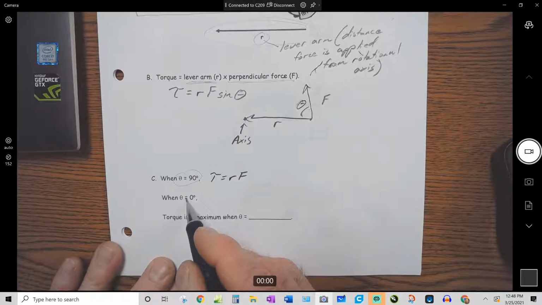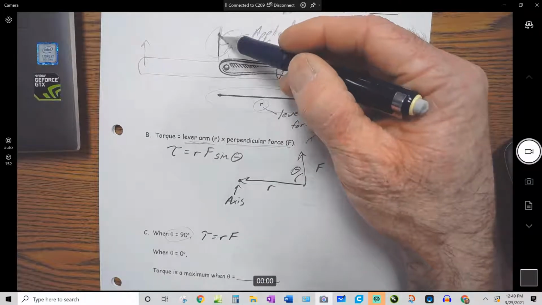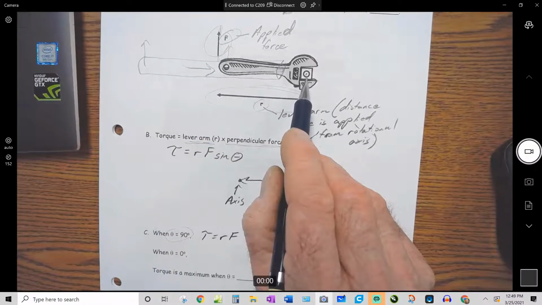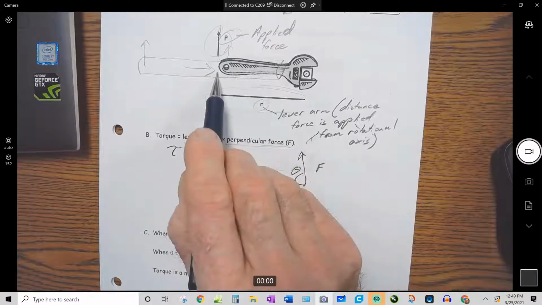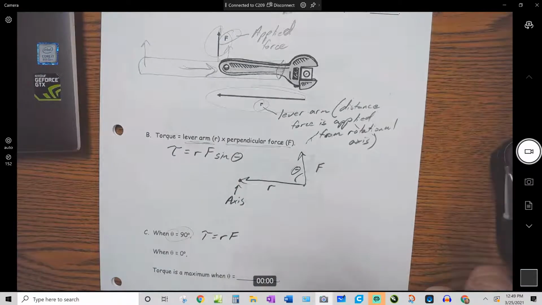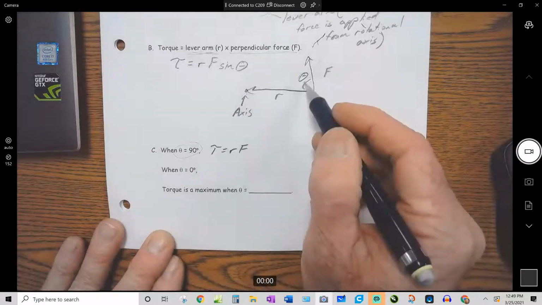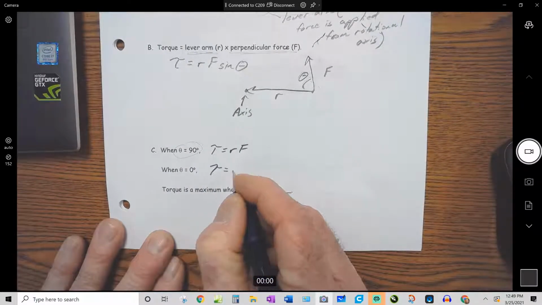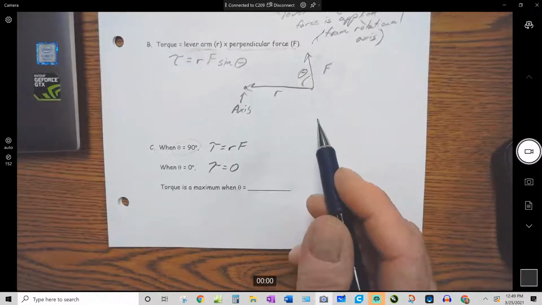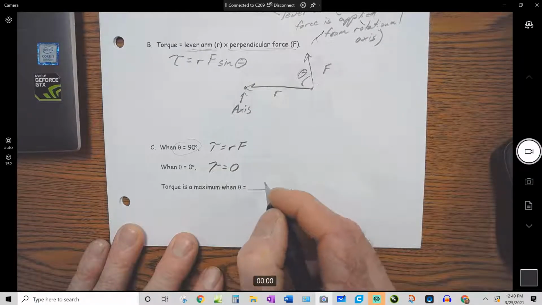When theta equals 0 degrees, so if instead of pushing your wrench this way, what would happen if you pushed this way on the wrench? How much torque would you get on that nut then? How good a job would you do of twisting this wrench if you just pushed this way? Terrible. Or if you pushed this way, it wouldn't work either. So when theta is 0, the torque equals 0. When theta equals 180 degrees, the torque is also 0. So ideally you want to push perpendicular to the lever arm. Torque is at a maximum when theta is 90 degrees.